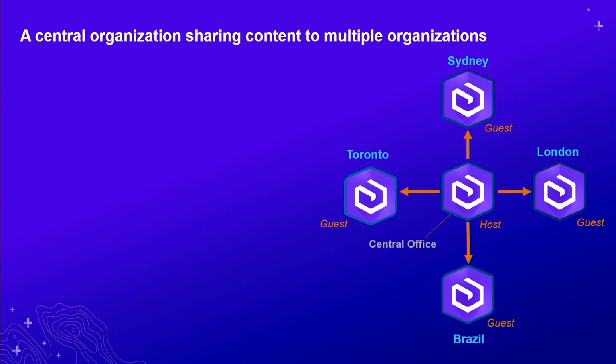The converse of that scenario is the ability for a central organization to share content to multiple organizations. So again, here we have a global organization with a central office acting as a host, but in this case, that central office has collaborated with the regional offices with the intent of sharing content from the central office to the regional offices.